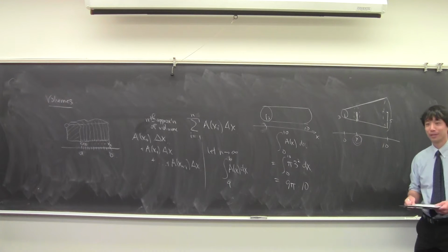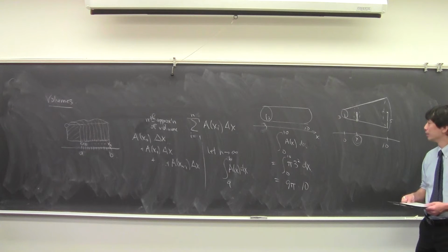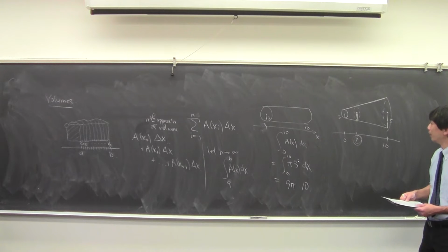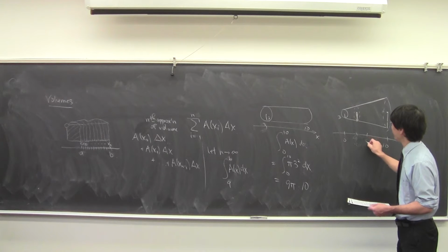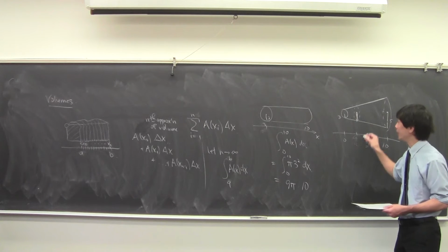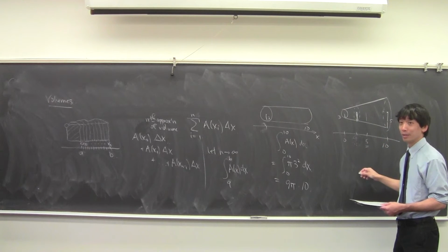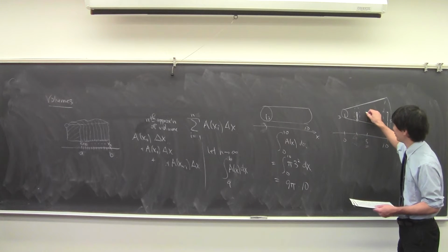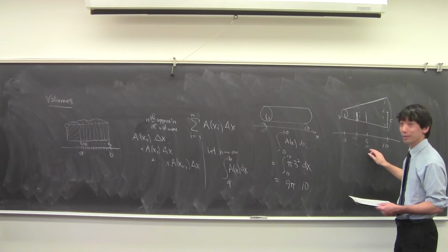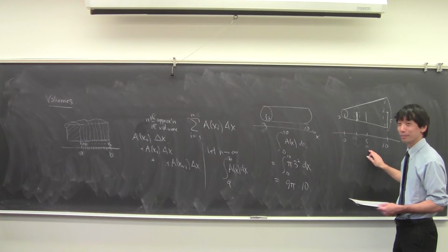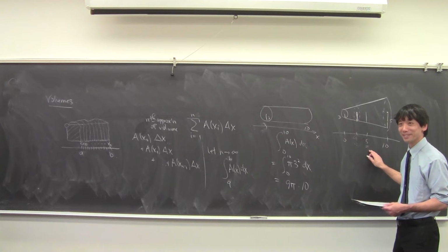Yes? 3 plus delta x. So what is the radius at 0.5? Oh, so the area is equal to pi r squared. Yes. So what's r? It'll be 3 plus delta x, times pi.